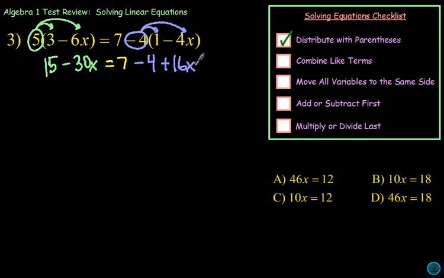So let's go to the second thing on our checklist over here, which is to combine like terms. All right. So what I'm looking at is on the left side, I see 15 and negative 30x. Well, those aren't the same because 15 is a number and negative 30x is a variable. Let me go to this other side. Oh, okay, 7 minus 4. Those are both numbers, so I can combine them together. So 7 minus 4, that's easy enough, right? 7 minus 4 is 3.